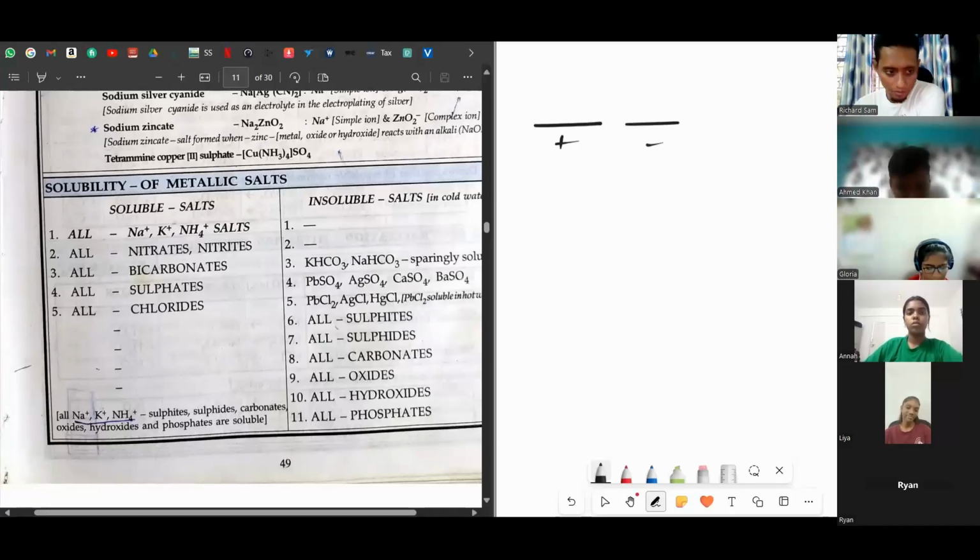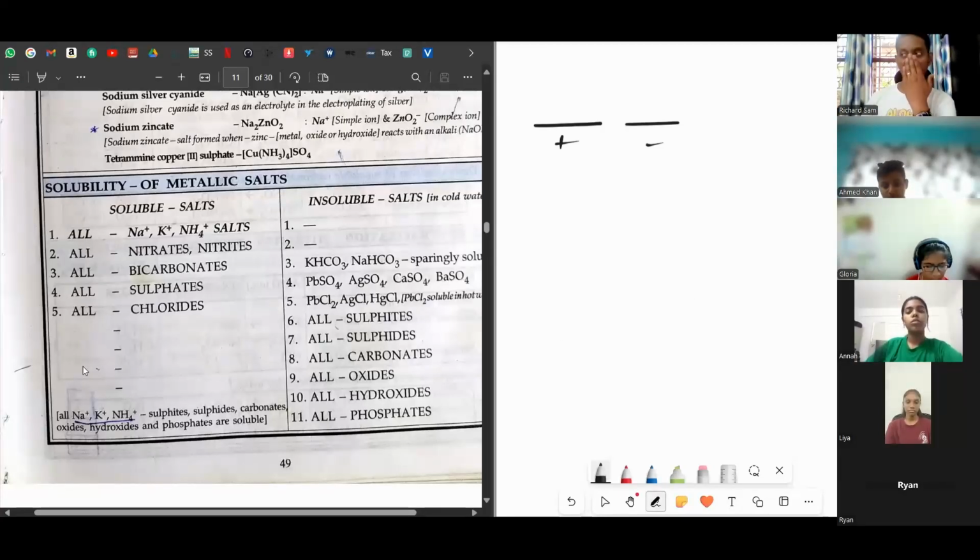From point number 2 till point number 11, we're all talking only about the negative radical. So all nitrates and nitrites are soluble. All bicarbonates are soluble. All sulfates are soluble. All chlorides are soluble in general. Everything else is insoluble. Now, how will you memorize this? There's an easy way to memorize it.